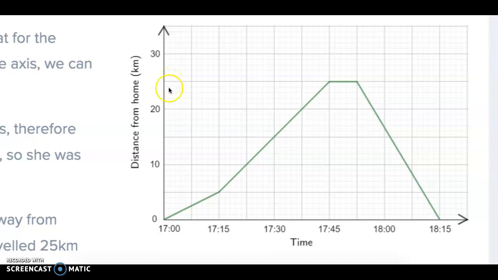What we can do here is also figure out the slope. It is rise over run. So we would rise 5 kilometers and run 15 minutes. They went 5 kilometers in 15 minutes, 5 over 15. You can reduce that to 1 over 3. So 1 kilometer per 3 minutes.